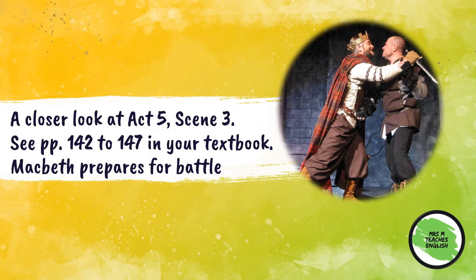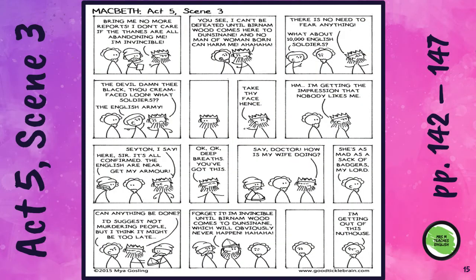Act 5, Scene 3 is short. It shows Macbeth preparing for his final battle. It's all bad news for Macbeth in this scene. He is annoyed to hear that many of his noblemen and soldiers have defected. A messenger tells him that more than 10,000 English soldiers are approaching his castle, and his wife, Lady Macbeth, is now as mad as a hatter, apparently.